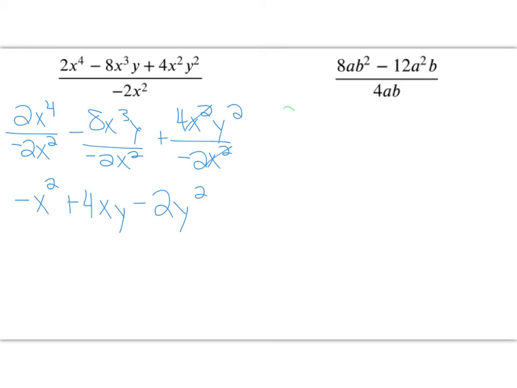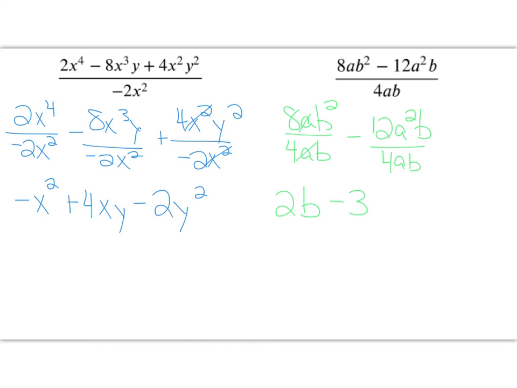First thing you do is split it up. So 8ab squared over 4ab minus 12a squared b over 4ab. Again, take one thing at a time. 8 divided by 4 is 2. A divided by a simplifies to 1, so those cancel. And b squared divided by b, that's the same base. I subtract the exponents, and 2 minus 1 is 1. So that's just 2b. Then I have negative 12 divided by 4, so that's going to be negative 3.